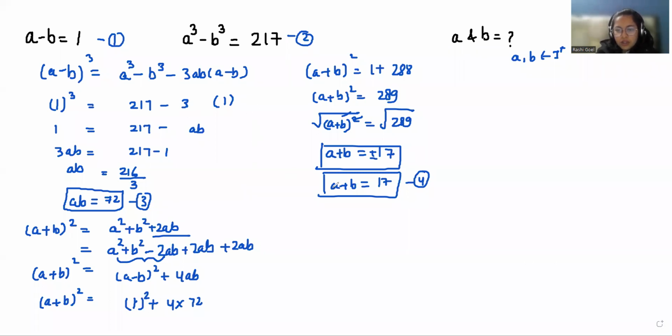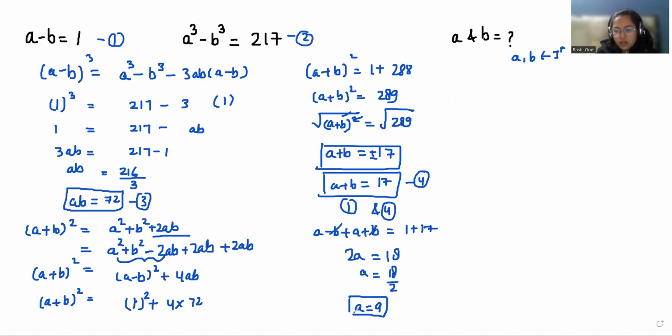Now, from equations 1 and 4, we are going to add both the equations. So a minus b plus a plus b is equal to 1 plus 17. Minus b plus b is eliminated. So 2a is equal to 18, a is equal to 18 by 2. So the value of a is 9.